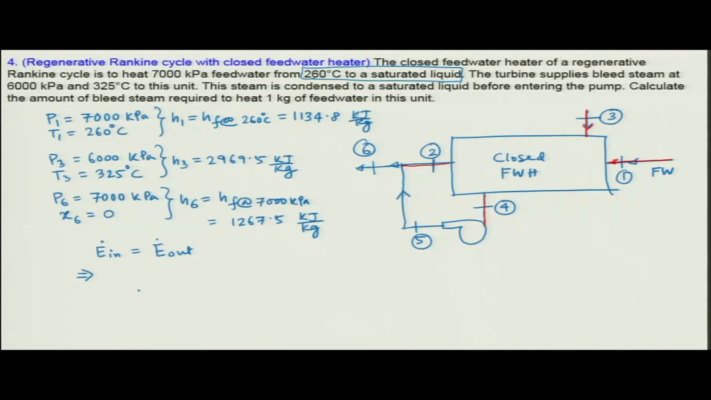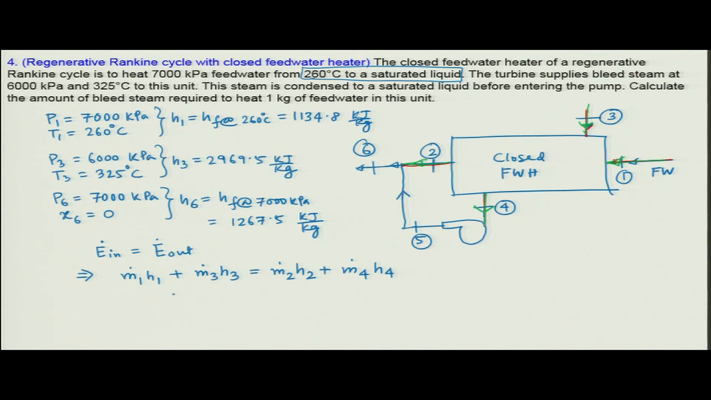So, now I will do the heat energy balance across this closed feed water heater. What is coming in? There is one stream coming in, and this stream is also coming in, and what is going out is this one and this one. So, if I do the energy balance, then it will be m dot 1 H 1 coming in plus m dot 3 H 3 also coming in, equal to m dot 2 H 2 going out and m dot 4 H 4 also going out.